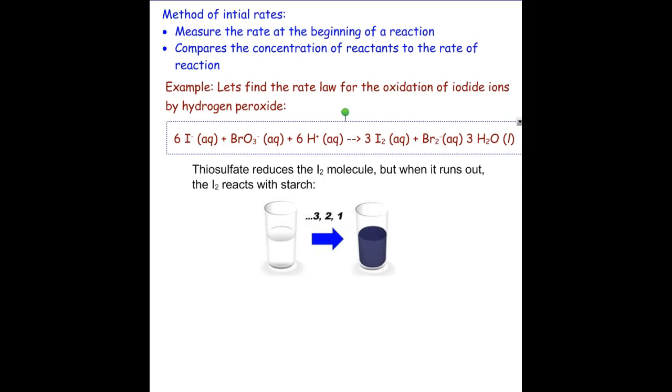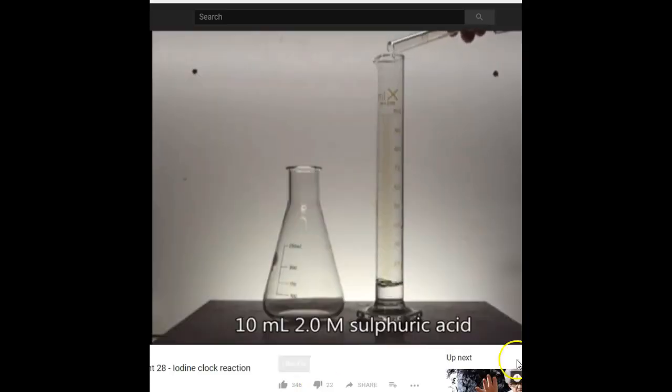So what I have outlined here is the reaction we're going to look at. We have thiosulfate reducing the iodine molecule. So we have thiosulfate in there. Thiosulfate's not a reactant or product. No, we've added it to create the color change. So here's my equation, but thiosulfate is what we're going to use to see.